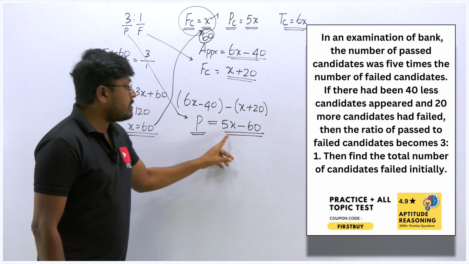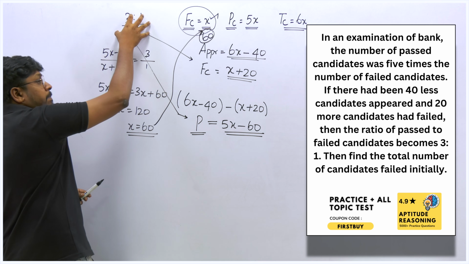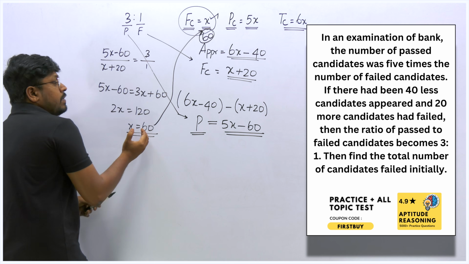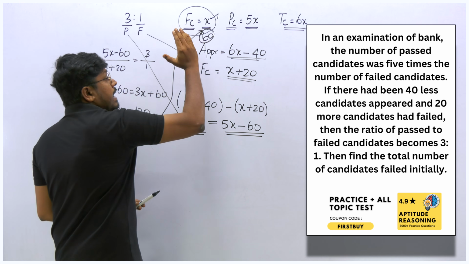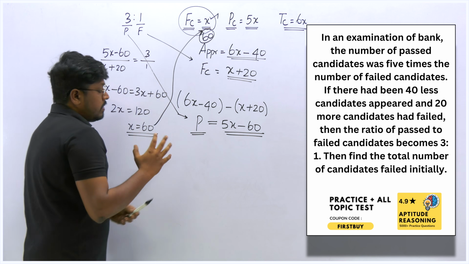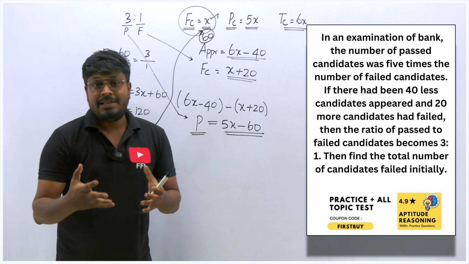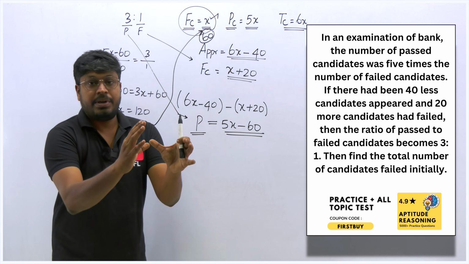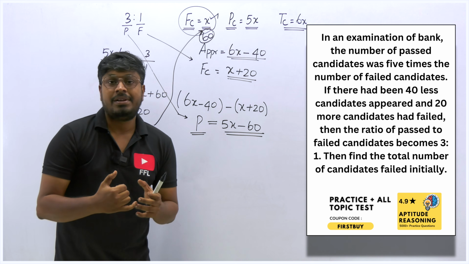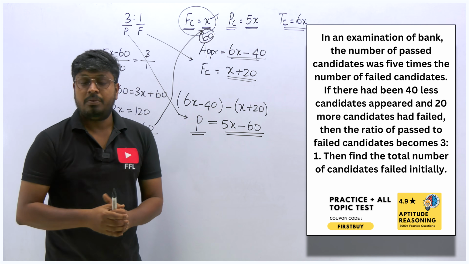Based upon this point, the ratio 3:1 is already given in the question. So we applied the ratio logic to find the value of X. Now they are asking for the total number of failed candidates initially. So the total number of failed candidates initially is 60. Friends, understanding the question is important, and then solving will be very easy. First read the question, think about what we need to find, and then solve the question. You will feel it is really easy. So this will be the answer for question number 1.